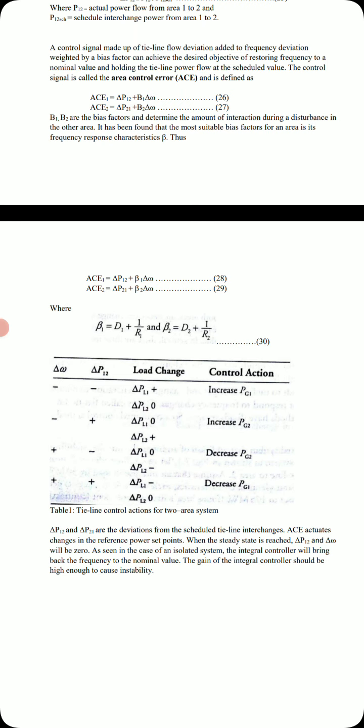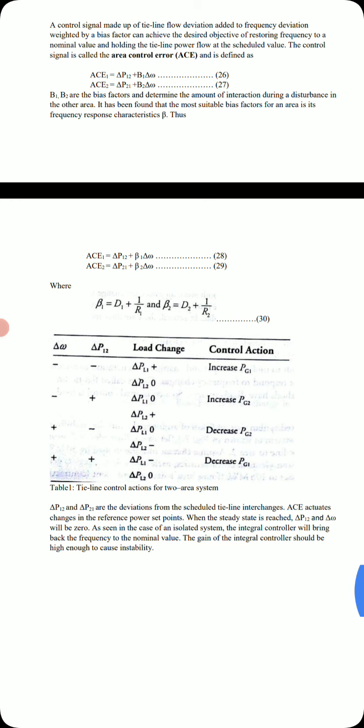And the last one, both are positive, that is delta omega is also positive, delta P12 is also positive, then delta PL1 is minus, that is decreases, and delta PL2 is 0, so decrease in PG1. Okay, so delta P12 and delta P21 are the deviation from the scheduled tie line interchanges.